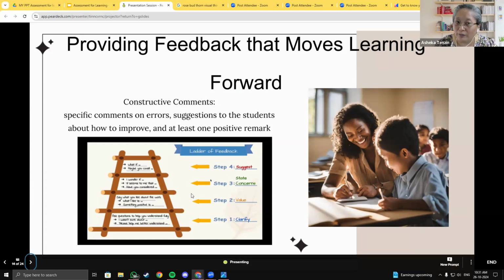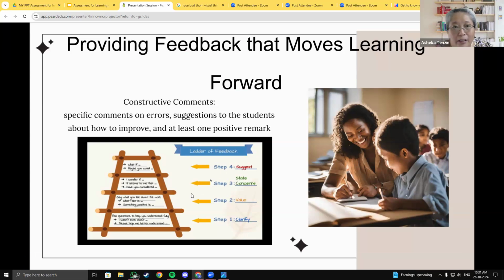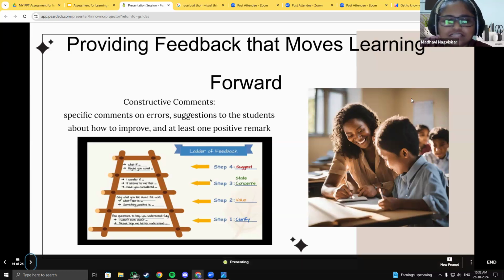Okay, I know Madhvi is also here. She uses another technique called TAG. Madhvi, would you want to say something about TAG? Yeah, it is similar to 2 stars and 1 wish. So TAG is T stands for tell me something about it, A is ask a question and G is give a suggestion. And I think Kalyani is also using the same method because she's writing in the chat. So TAG could be used as a feedback mechanism also.